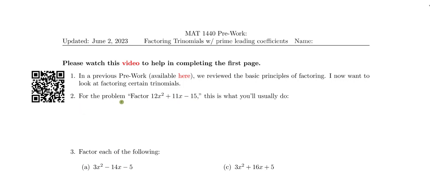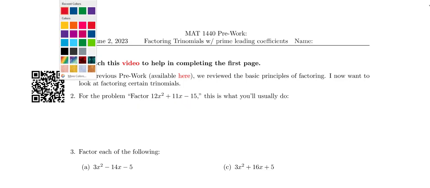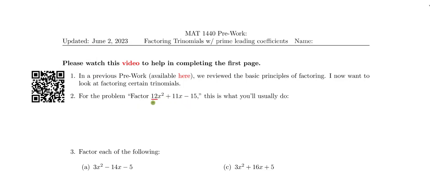So typically what you're going to do for a problem like this, factor 12x squared plus 11x minus 15, is first identify the leading coefficient, and then identify the trailing coefficient. Usually, if this is a quadratic, the leading coefficient will be the coefficient in front of the x squared term, and the trailing coefficient will be the constant term. But this is a general method that works in a lot of instances. Okay, so what we're going to do then is make a table with the factored pairs of our leading coefficient and our trailing coefficient for the given trinomial.